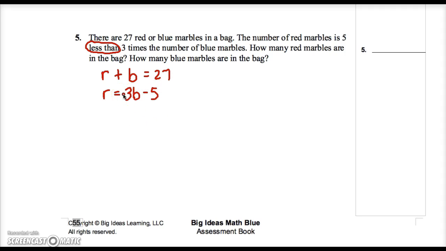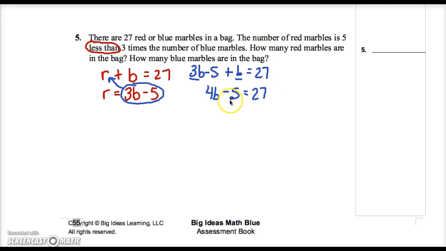Okay, now to solve this, figure out what's easiest. I noticed that one of my equations is solved for r, so the easiest thing for me to do is take what r equals, and substitute it in where the r is. So this becomes 3b minus 5 plus b equals 27. Combine your like terms. 3b plus 1b is 4b. Still have minus 5 equals 27. Add 5 to each side. So 4b equals 32. And then divide by 4. So b equals 8. So that means that there are 8 blue marbles.